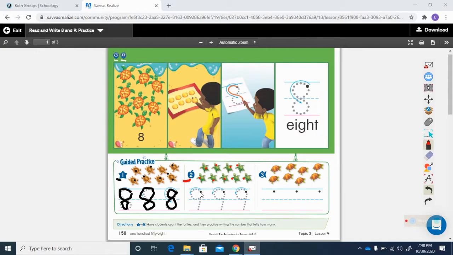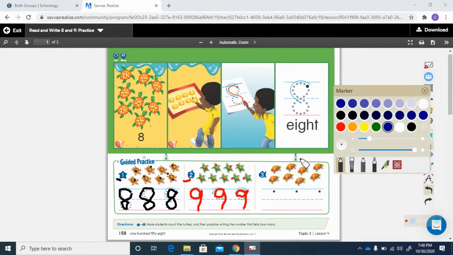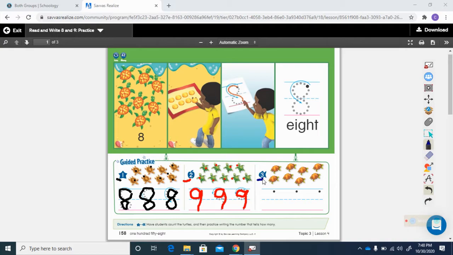So the way we write the number 9 is we make a magic C, up and down with a big line. That is how we make a 9. Magic C and down with a line. That's how we make a 9. Good job. Go ahead and finish your 9 and then we'll go on to number 3.